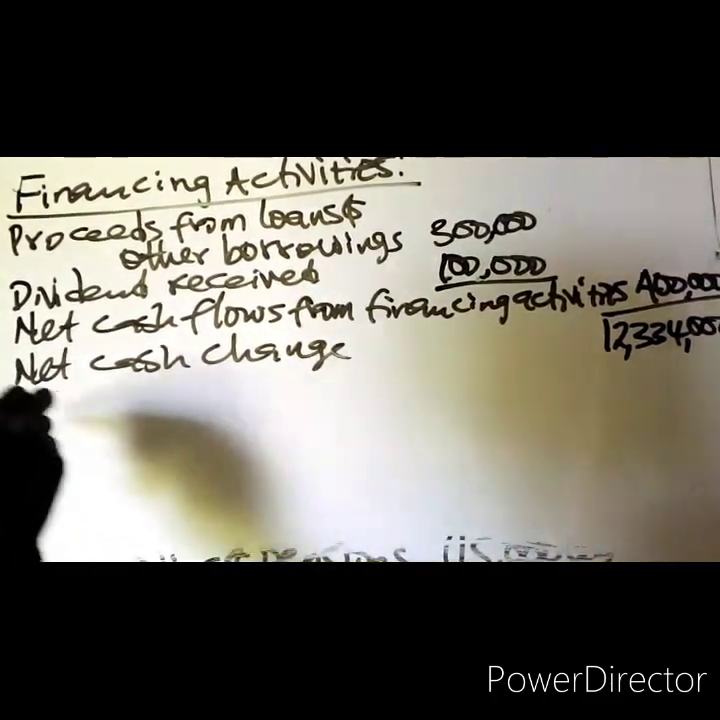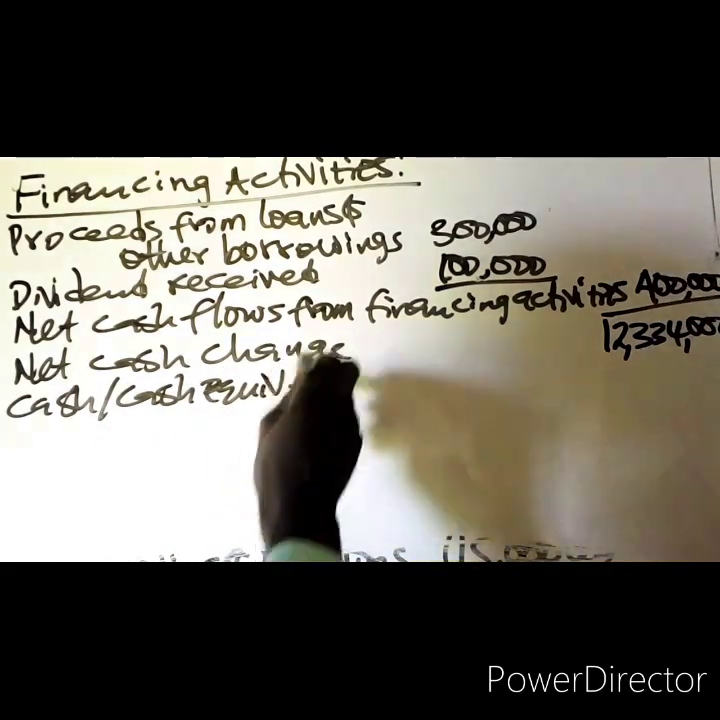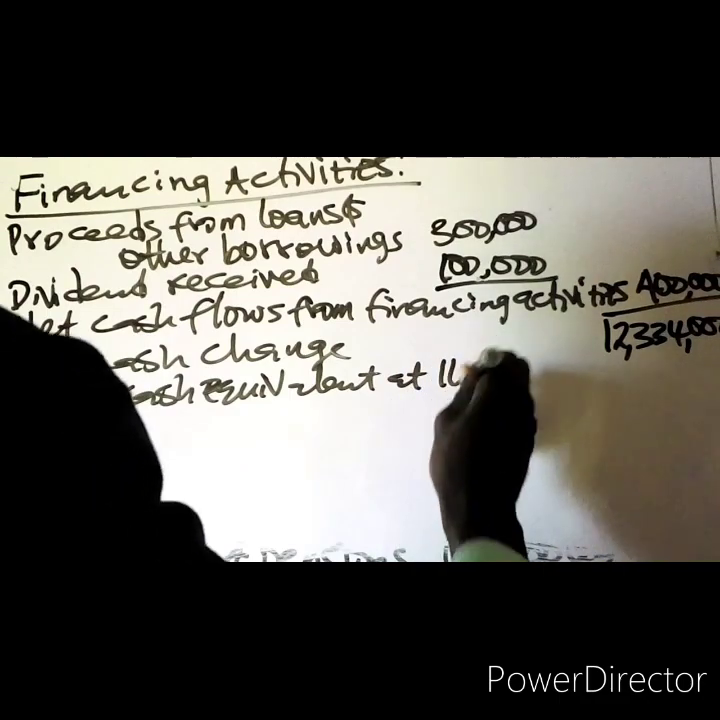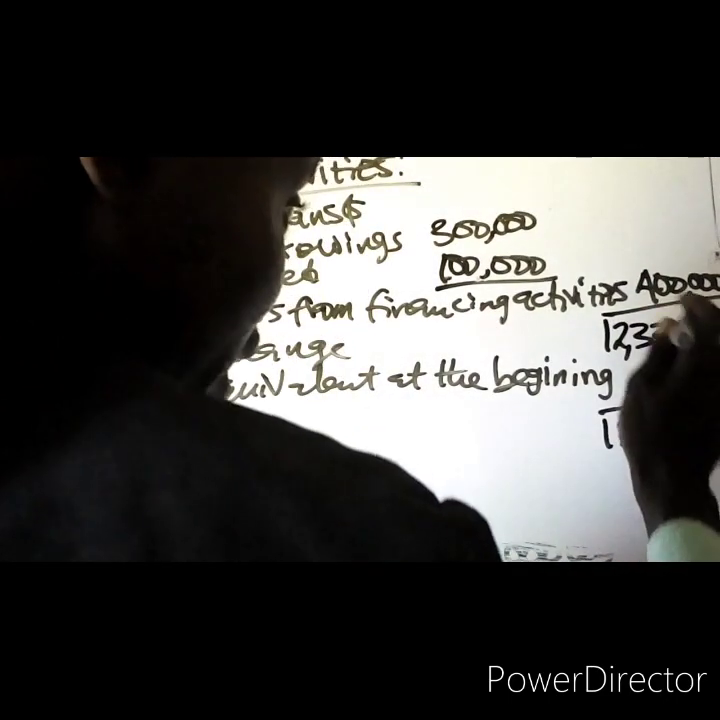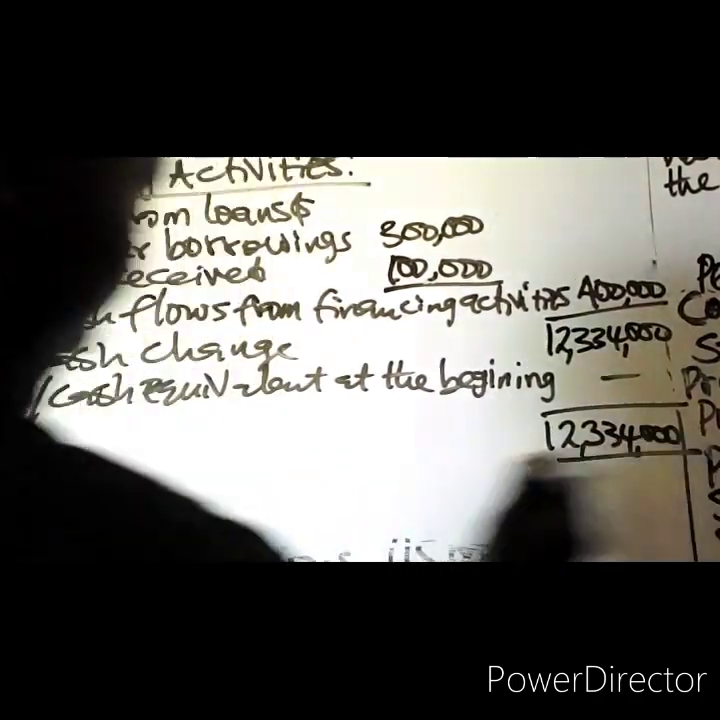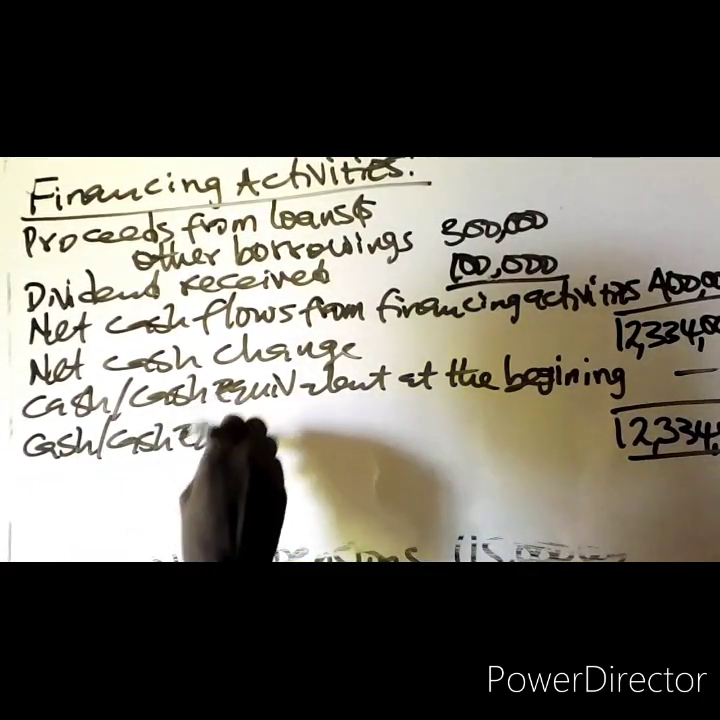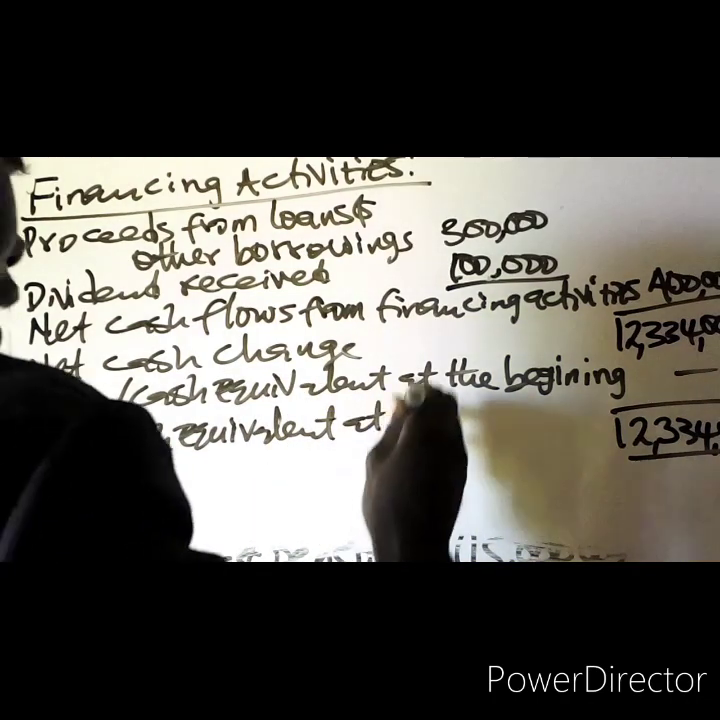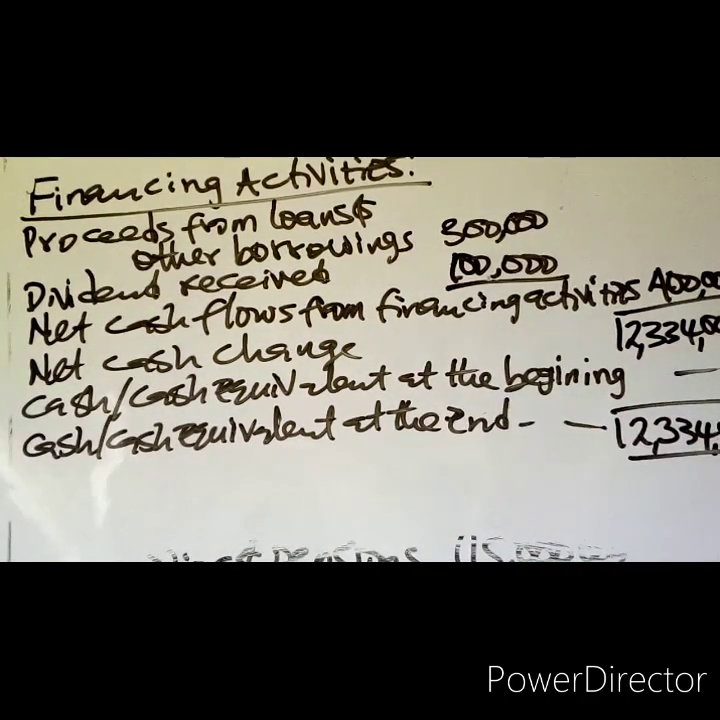After this, you have cash or cash equivalent at the beginning of the period. And that is not given, so we have a dash. So when you add it to this, you still have 12,334,000. This will be cash or cash equivalent at the end of the period. So that is the solution to the question.